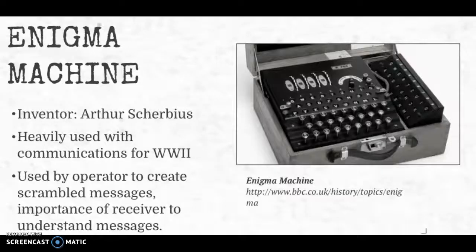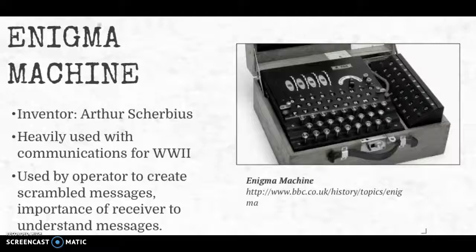So let's dive a little bit deeper into the mathematical machine that was an apparent figure within World War II. This is known as the Enigma machine. The inventor, Arthur Scherbius, invented this object that looks similar to a typewriter, but you'll soon find out it is much more complex than that. It was heavily used for communications in World War II, especially those communications that were top secret by the Germans.